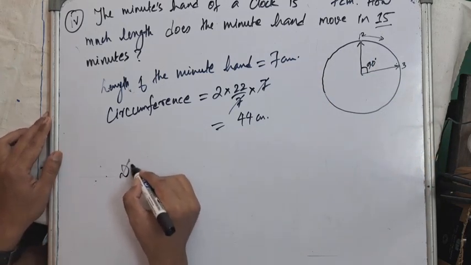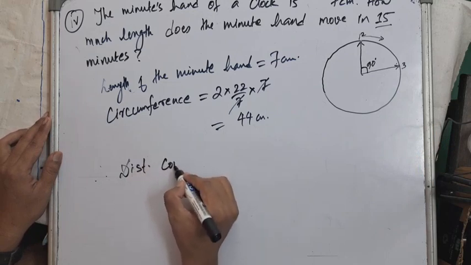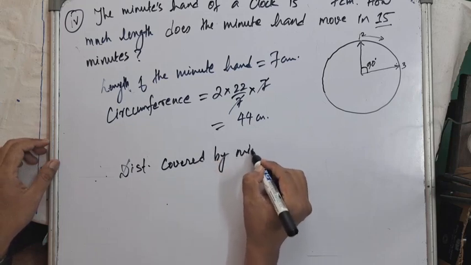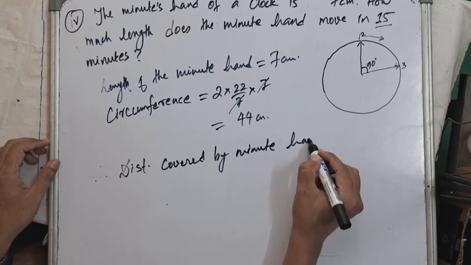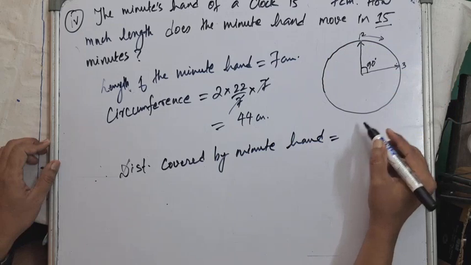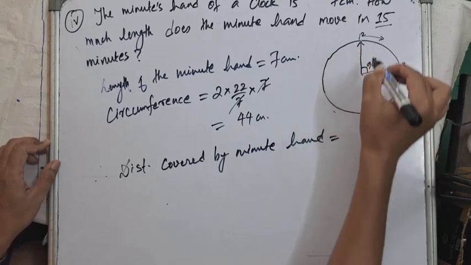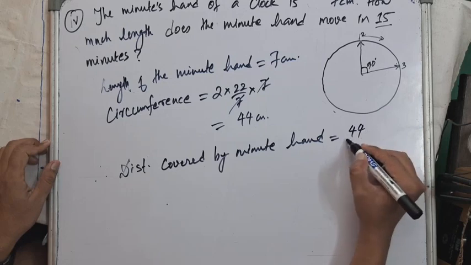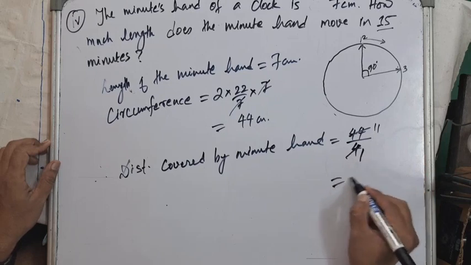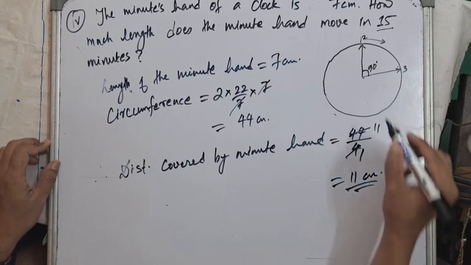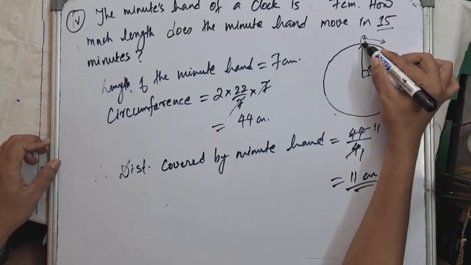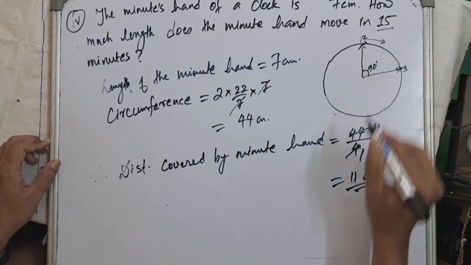Therefore, distance covered by minute hand is equal to total distance divided by 4, because it covered only 1/4 of the total distance. So total distance is 44 cm divided by 4. So 4 1s are 4, 4 11s are 44. That is 11 cm. During 15 minutes time, minute hand completed 11 cm. So the distance from this point to this point is 11 cm.